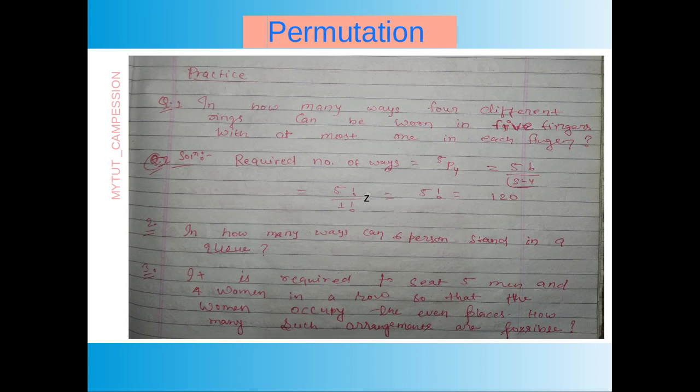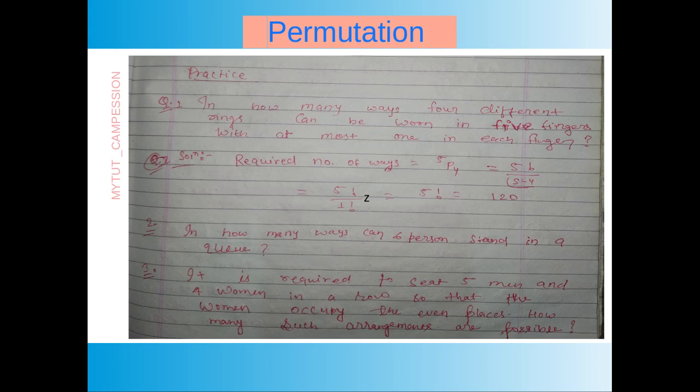So 5P4 equals 5 factorial divided by (5 minus 4) factorial. We get 5 factorial divided by 1 factorial, which is 5 factorial. The value of 5 factorial is 120. Now similarly, another question, the second question: in how many ways can 6 persons stand in a queue? I hope you understood this question. So try to solve it by yourself.